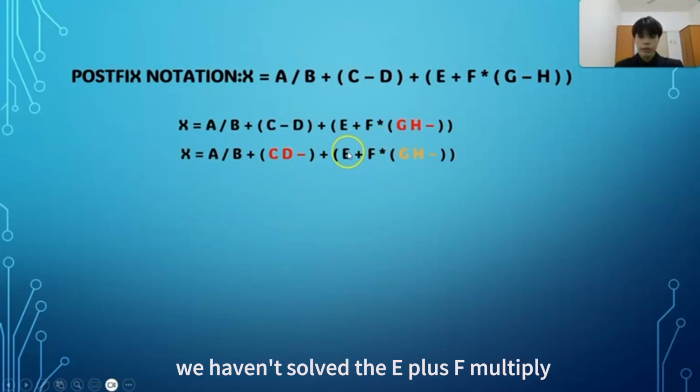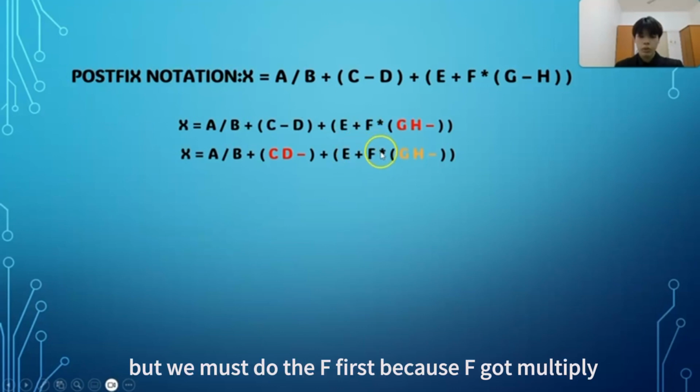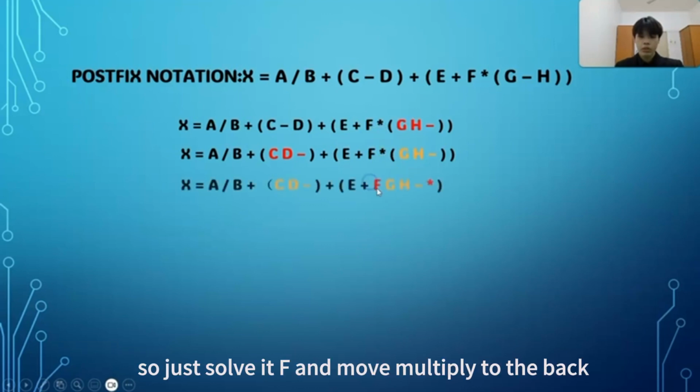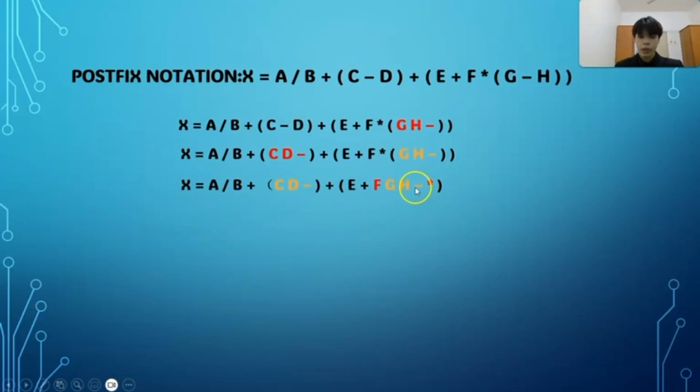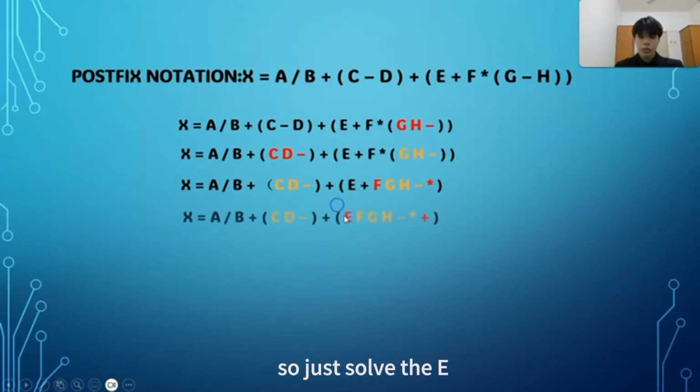We haven't solved the E plus F multiply yet, but we must do the F first because F is multiplied. So just solve the F and move the multiply to the back. After you have solved that, we can do the E plus. So just solve the E and move the plus to the back.